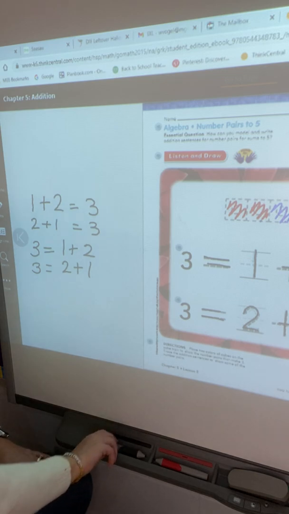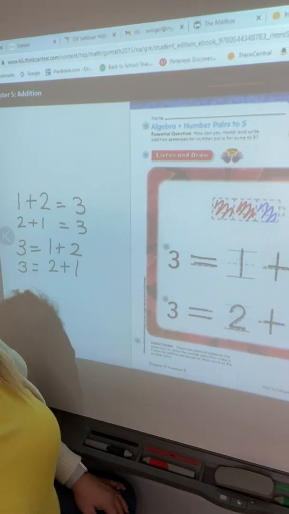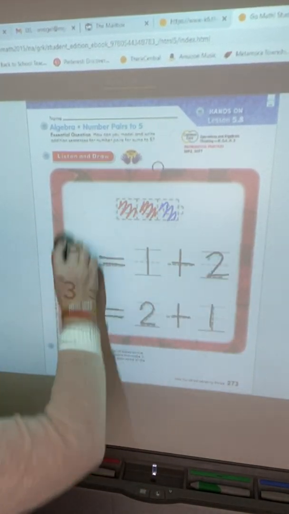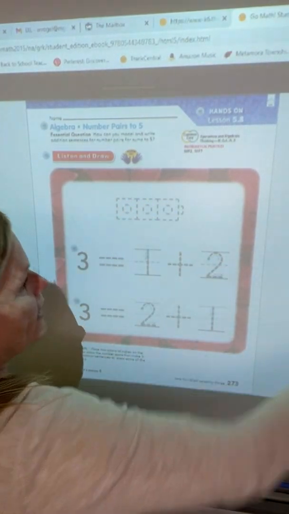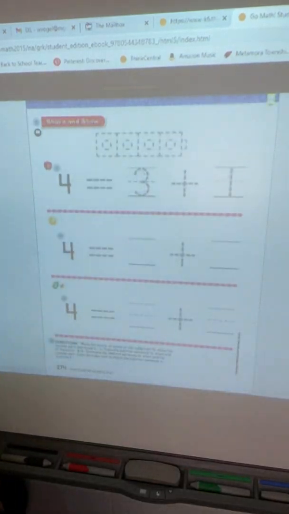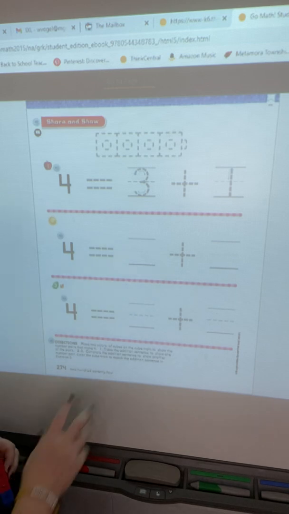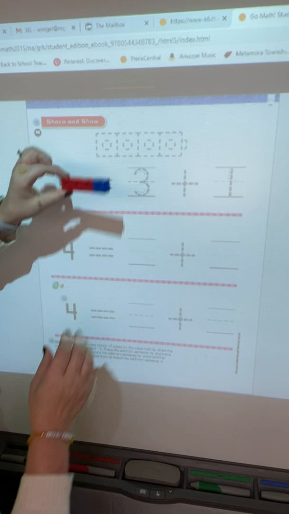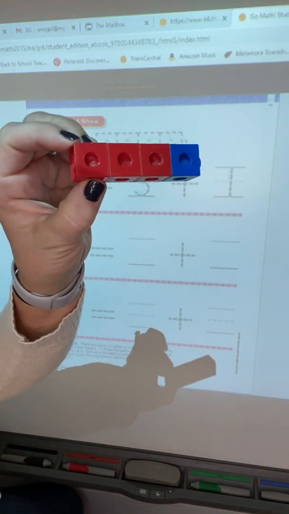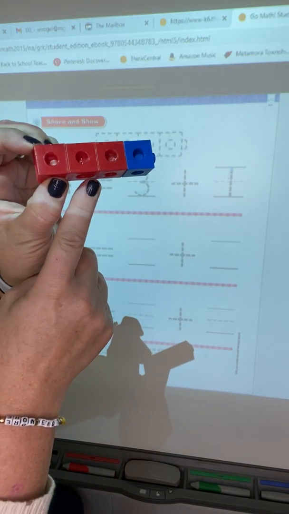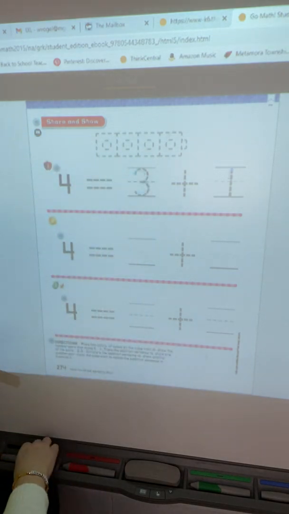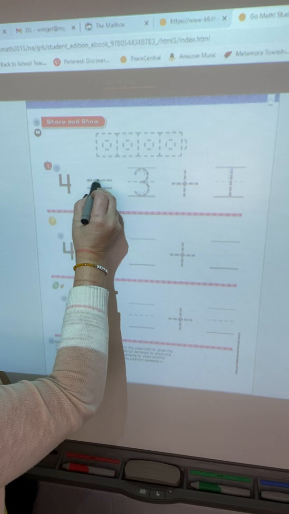Let's keep practicing. We're going to make our answers still stay under 5. On the next page we're going to practice, they equal up to 4. And I have some cubes already built up for us to practice with, okay? So let's start with the very first one. They wrote it out for us. 4 equals, okay, 4 is equal to how many reds? 3 plus how many blues? 1.